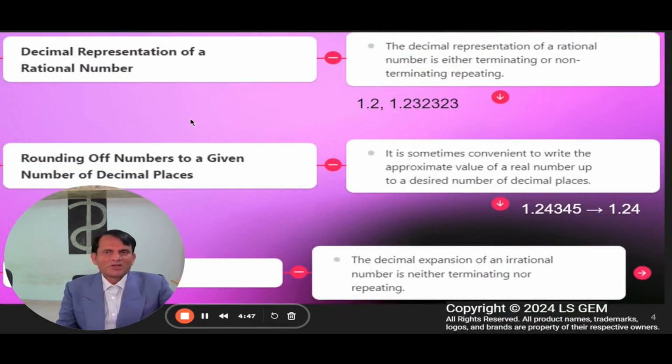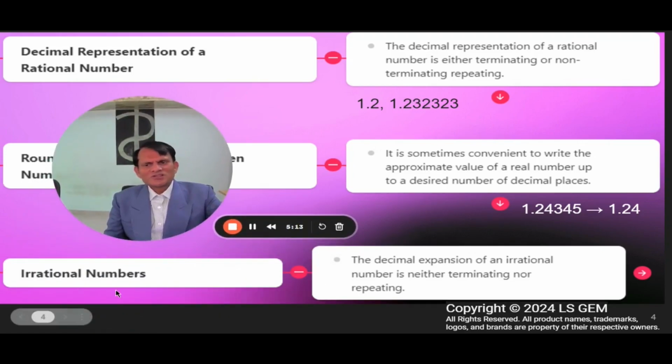After that, decimal representation of rational numbers. The decimal representation of a rational number is either terminating or non-terminating repeating. So it can be 1.2 or 1.232323, it will go on. So you can say 1.23 recurring. You put a bar over 23. So what is an irrational number then? The decimal expansion of an irrational number is neither terminating nor repeating.